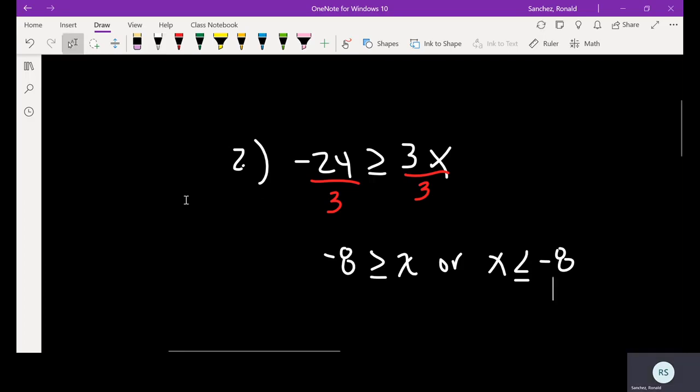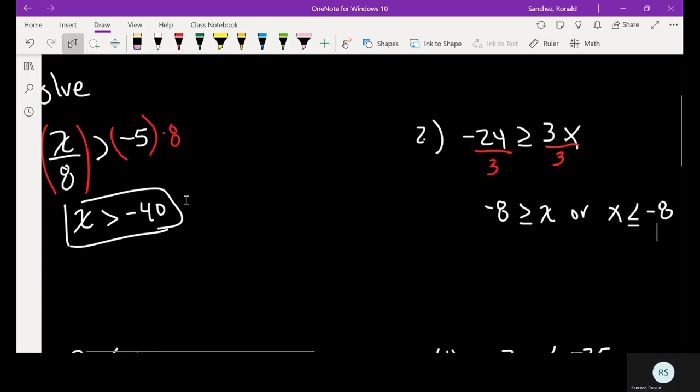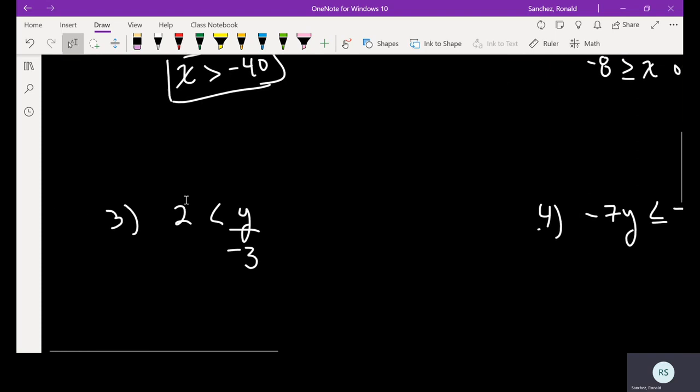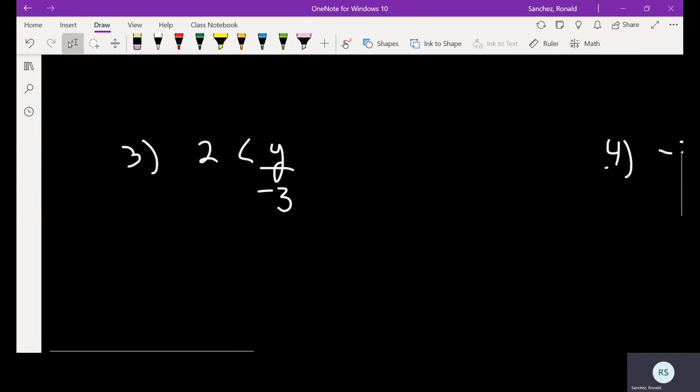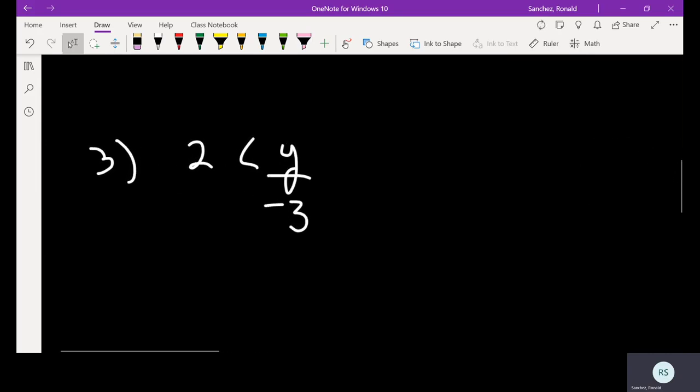Now, what happens when we multiply or divide by a negative number? Like we have over here. Number 3, we have 2 is less than y divided by -3. What do we do there?